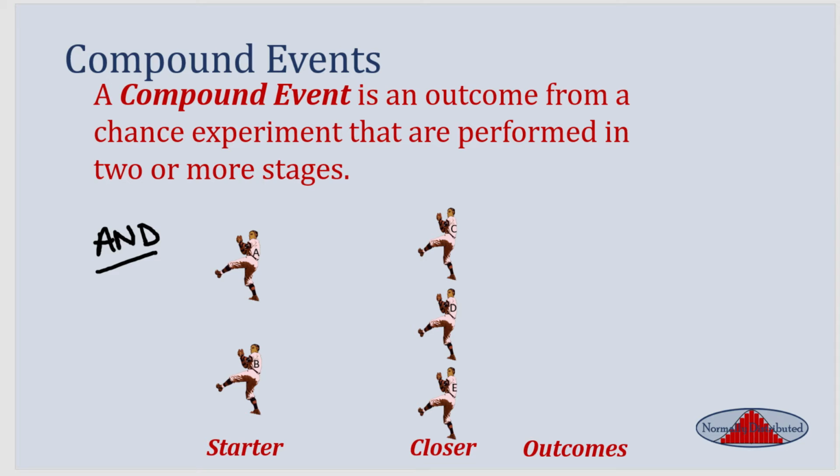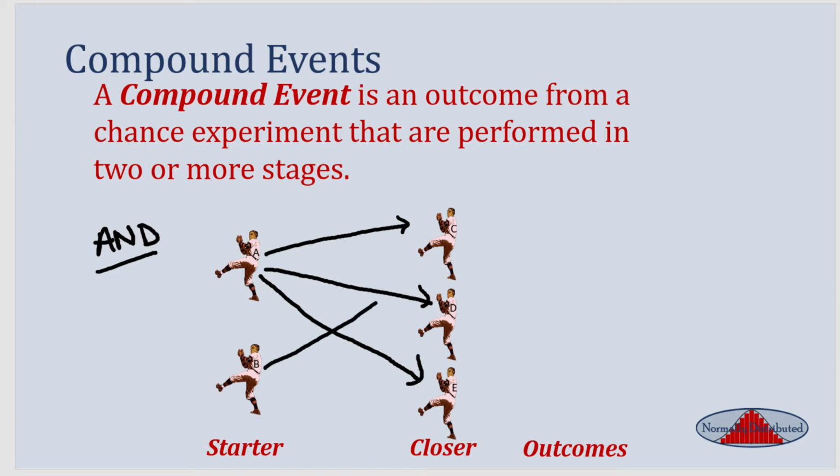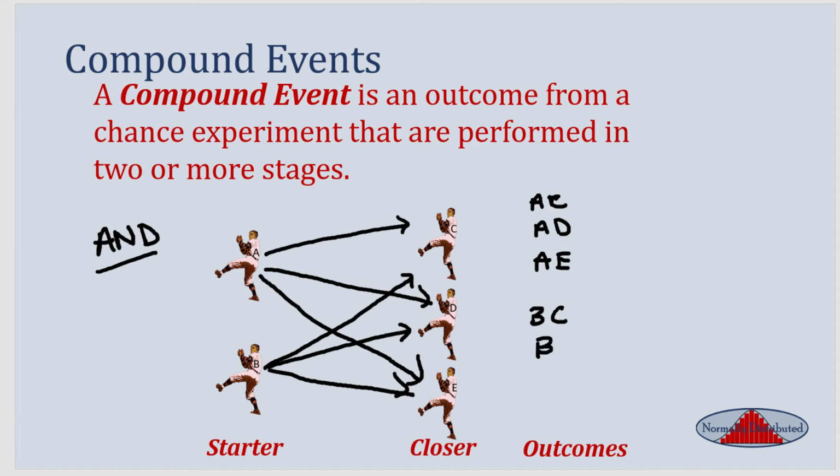So the coach can send out player A and player C, or he can send out player A and player D, or he can send out player A and player E. And he has the same options if he chooses to start with player B as well. Player B can go with player C, player B can go with player D, and player B can go with player E. So the possible outcomes here are A and C, A and D, or A and E. Now if the coach chooses to go with player B, the outcomes are B and C, B and D, or B and E. So again, the key word here is "and".